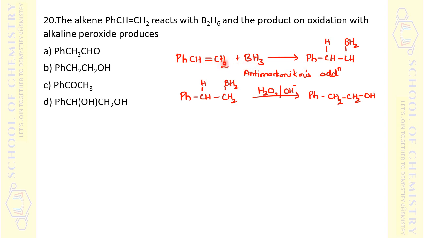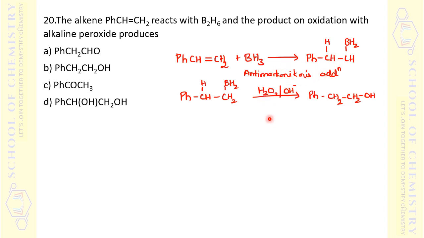And one important thing, during this addition it will follow anti-Markovnikov's addition. Usually Markovnikov's addition will happen, but in the case of hydroboration it will be anti-Markovnikov's addition. So the hydrogen from this entity will go to that carbon atom which is associated with fewer hydrogen atoms. Here you can find two hydrogens, here one hydrogen. The hydrogen part will come here, and the BH2 part will come here. This is in fact a simple representation. The actual reaction will be a little different, which will be shown later, right?